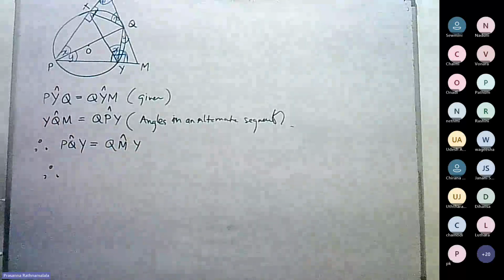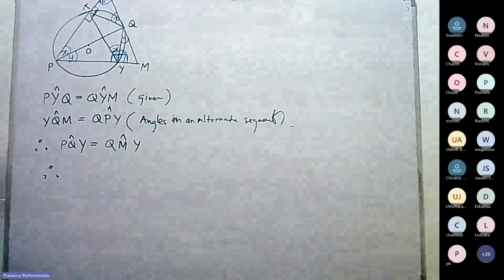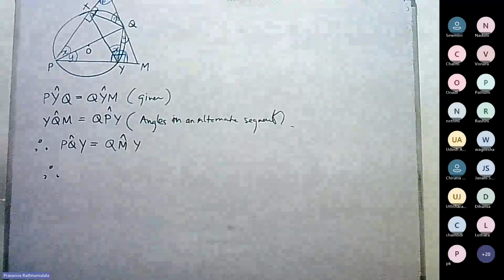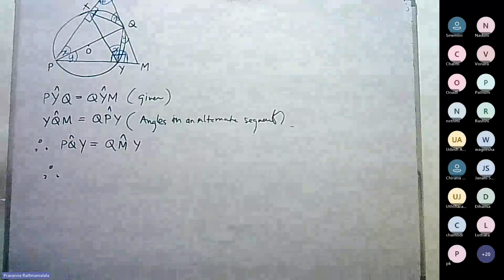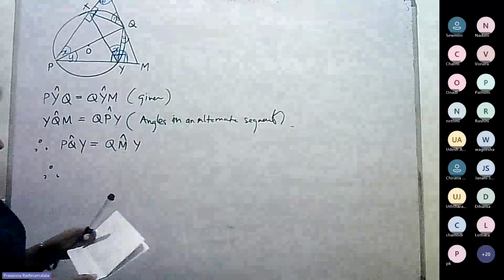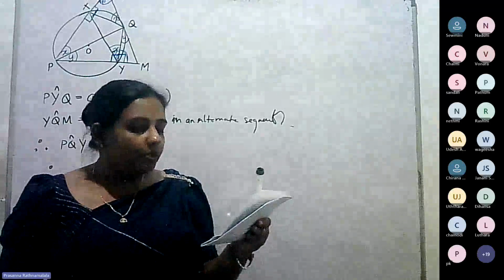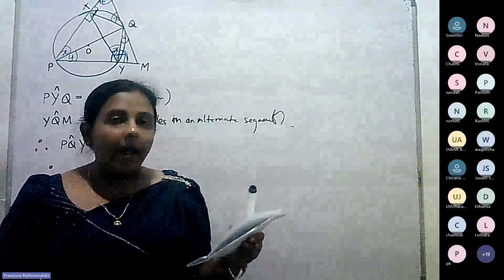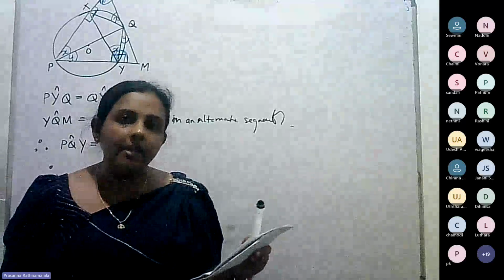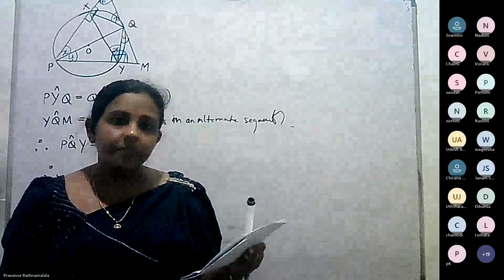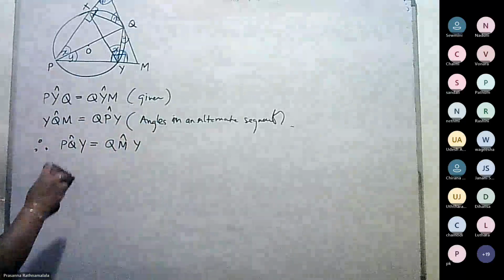Therefore, PQM and QYM are equiangular triangles. Then using the above, prove that MQ squared equals MP times MY.